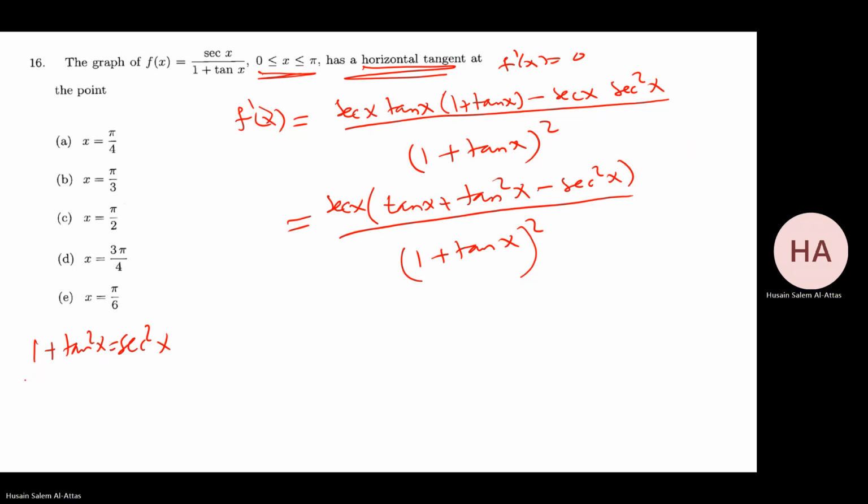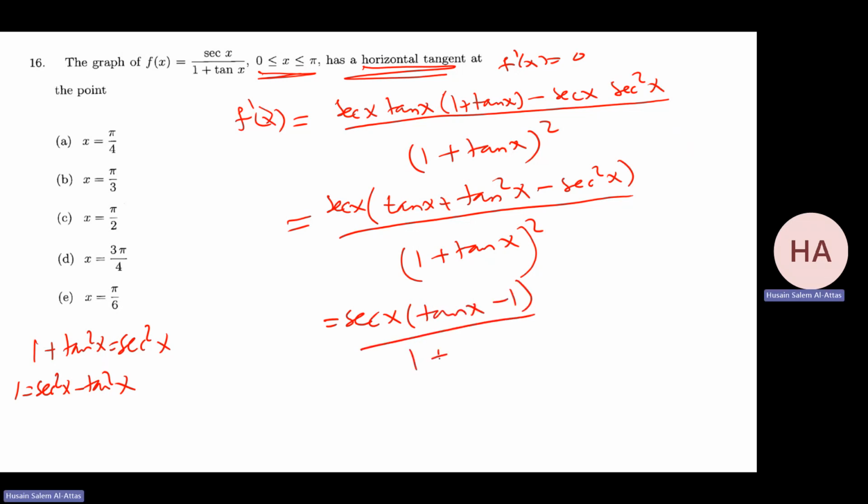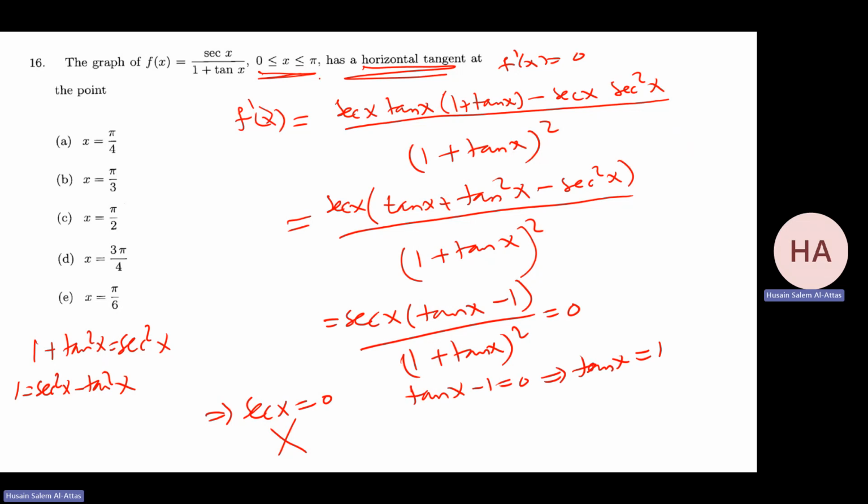So 1 is secant square minus tan square. That means this will be secant x times tan x minus 1, over 1 plus tan x all square. Make it equal to 0. That means secant x equals 0, which is impossible, and tan x minus 1 equals 0, or tan x equals 1. We are talking about the first and second quadrants, so x equals what? Pi over 4.